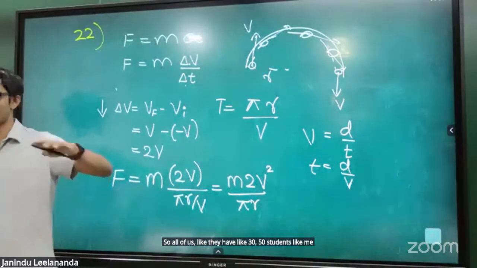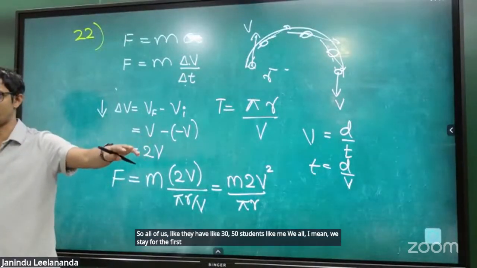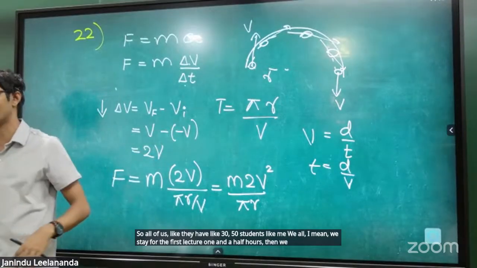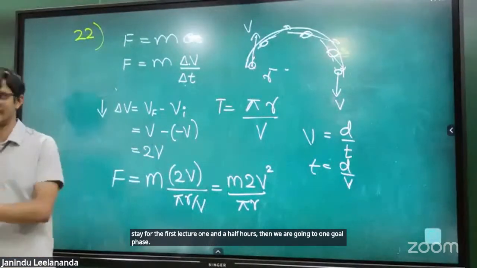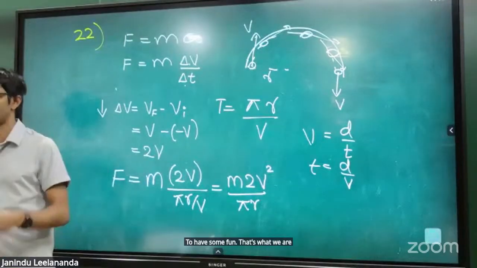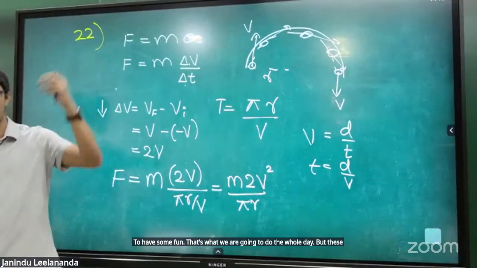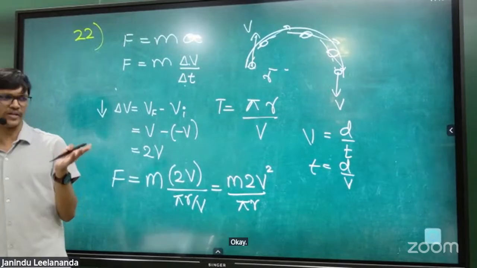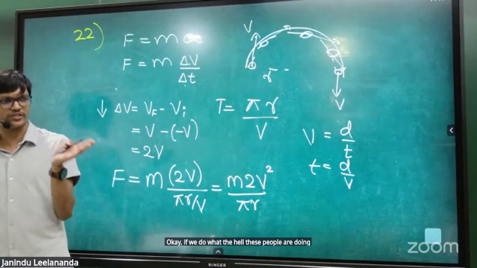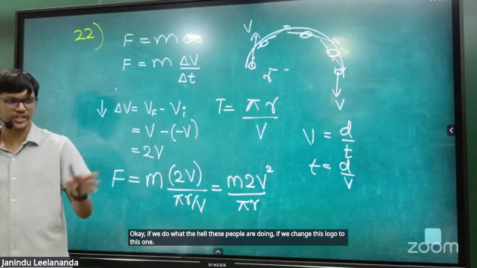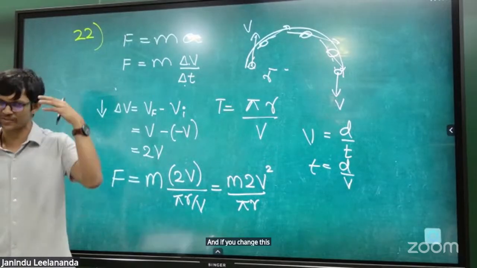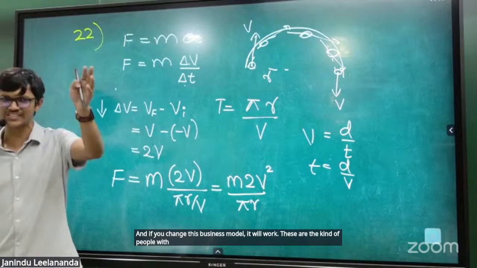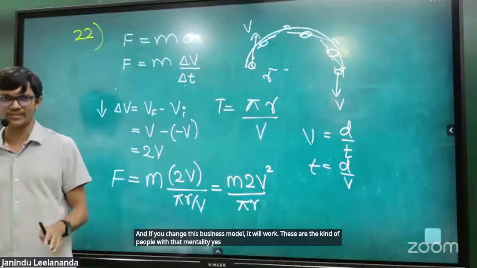We stay for the first lecture, 1.5 hours, then we go to one golf phase to have some fun. That's what we do the whole day. But these are the kind of people who see a shop and think, okay, if we do what these people are doing, if we change this logo to this one, and if we change this business model, it will work. These are the kind of people with that mentality. Yes, they don't care about learning, but their mind works.